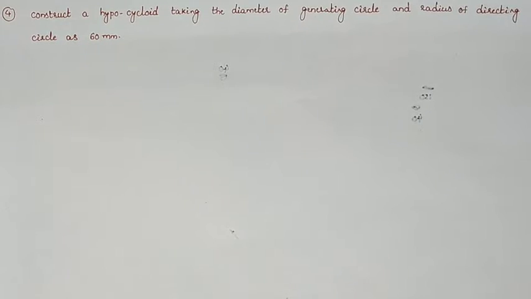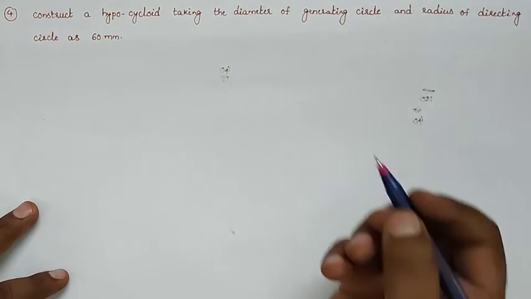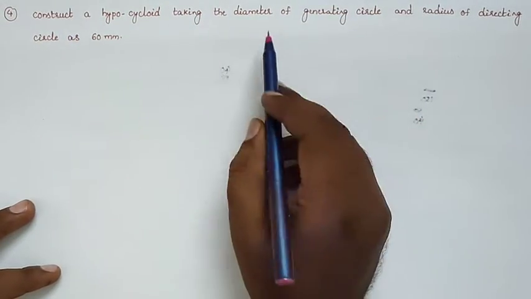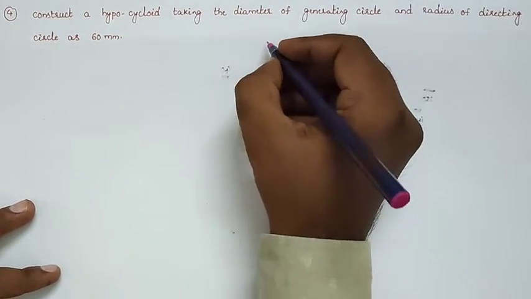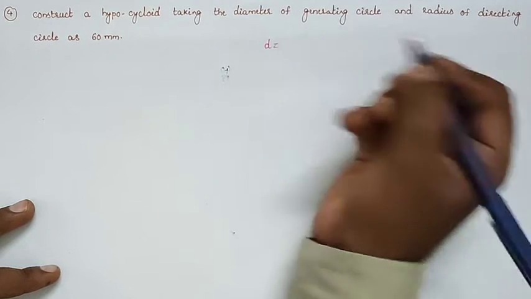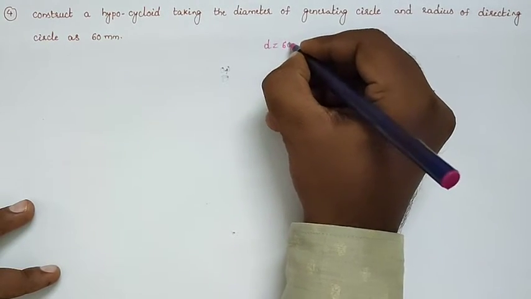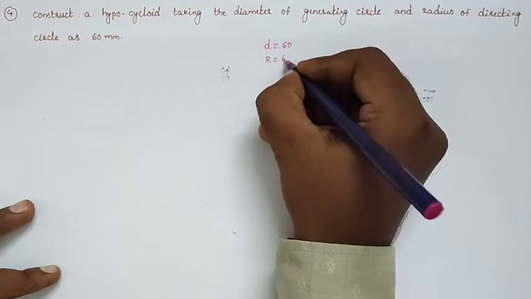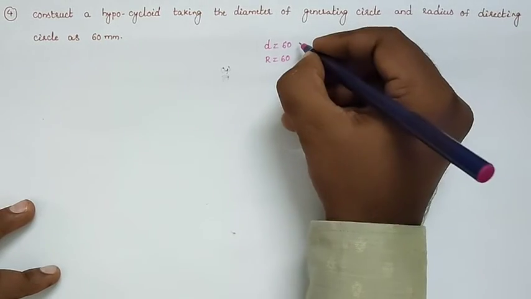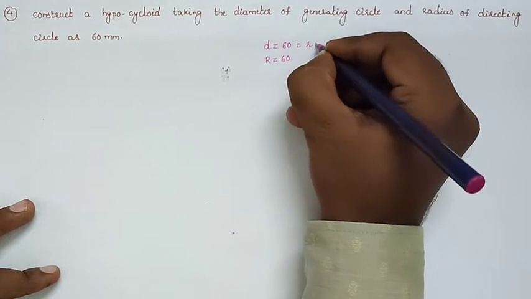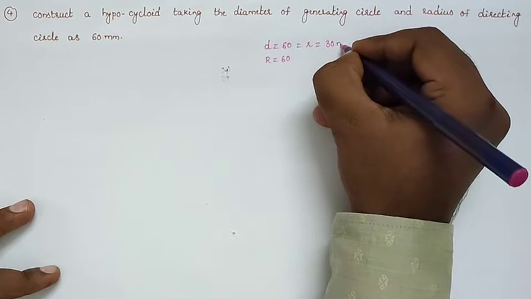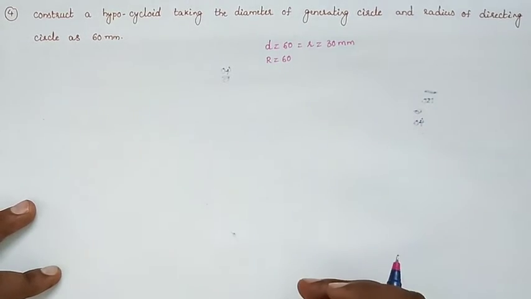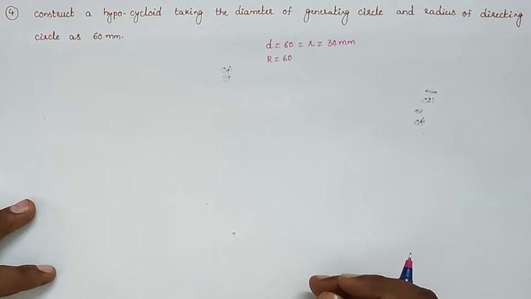Construct a hypocycloid taking the diameter of the generating circle and the radius of the directing circle as 60 mm. So this is also one of the important problems. They are giving that the diameter of the generating circle, that means small d value, is 60, and also the radius of the directing circle, capital R, is also 60. So small r value will become 30 mm, capital R value will become 60.